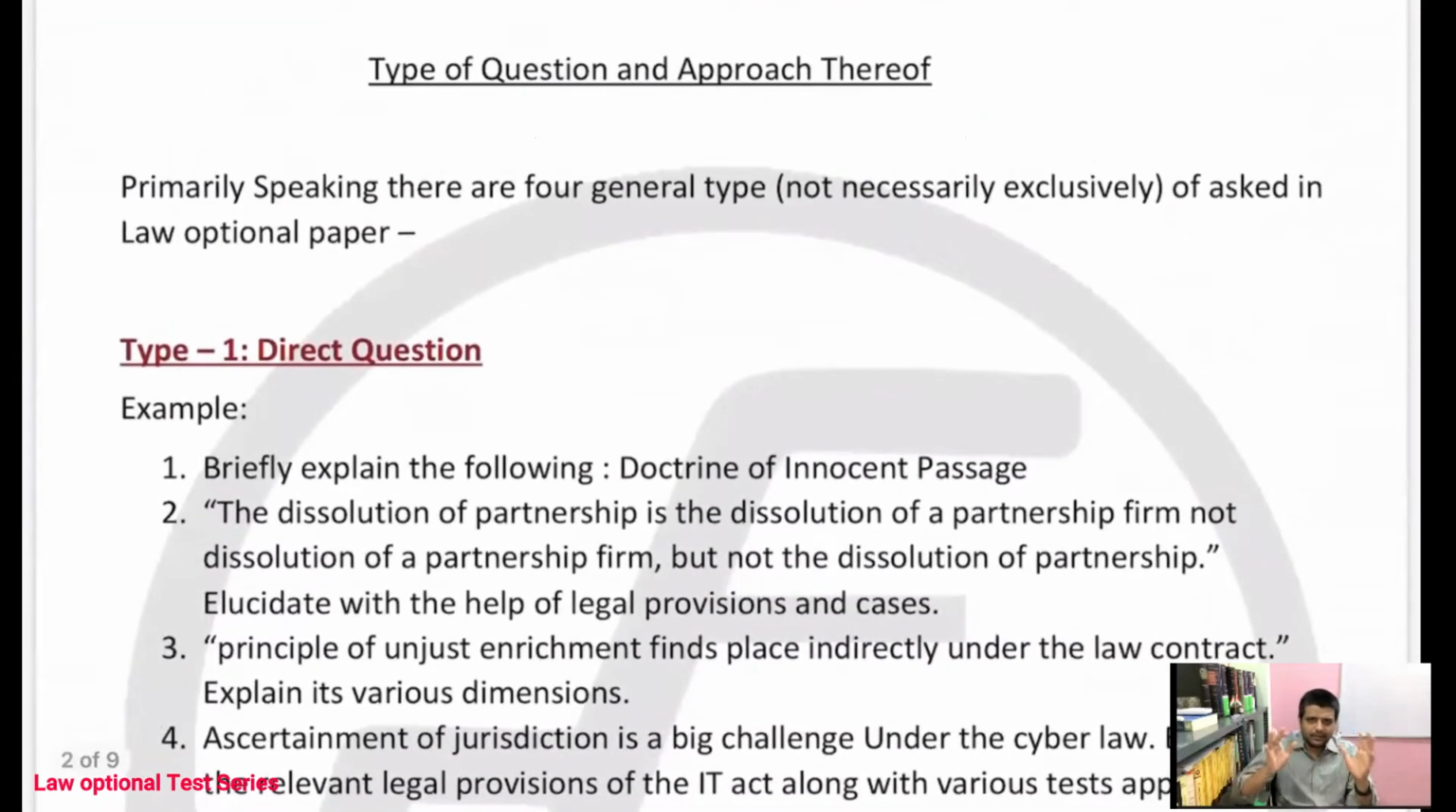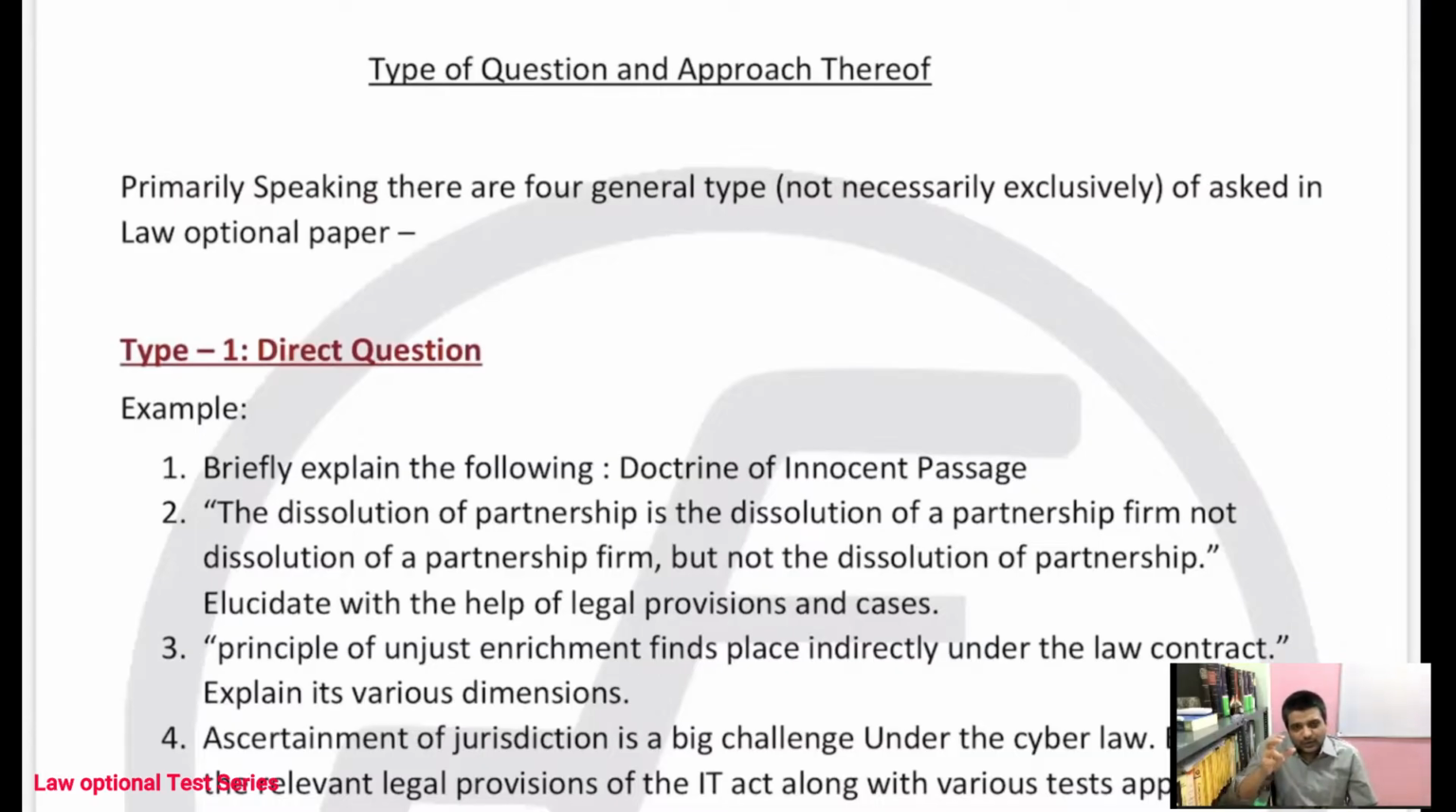4, primarily speaking. Now, when you try to answer these questions, you get confused about what to write. Your brain doesn't work: what to write at the beginning, what to write in the body part, right? So what I have done here is identify those 4 generic types of questions, and the model approach and structure for those generic types of questions.